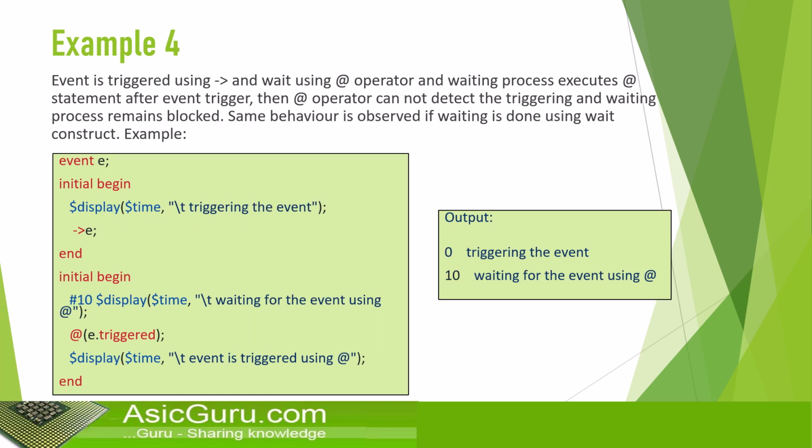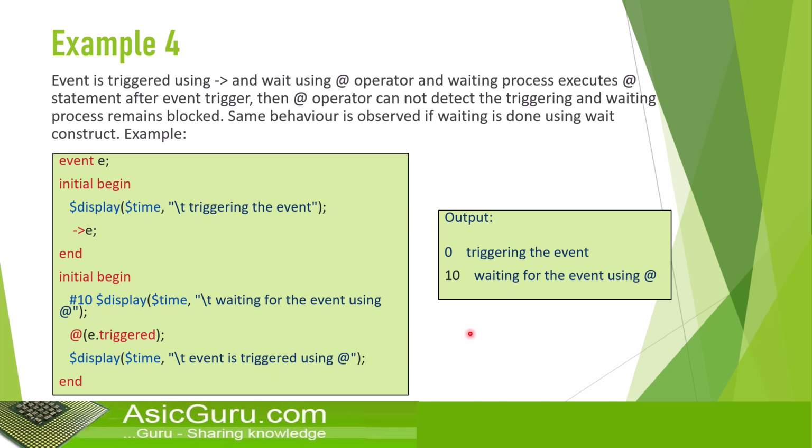So this example is the exact opposite of what we saw in the previous slide. Here we have declared an event E and it is triggered immediately at time 0, but the waiting process gets delayed by 10 time units. This means the @ operator begins waiting for the event after the event has already been triggered. That's why it would completely miss the trigger. Because of this, the waiting process remains blocked and the final display statement would never execute.